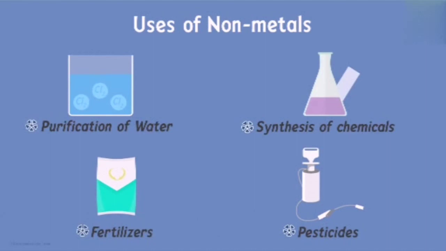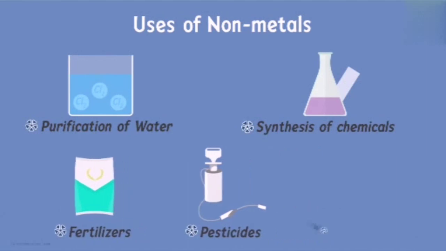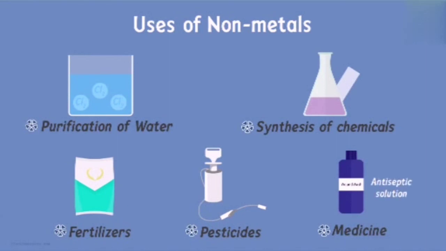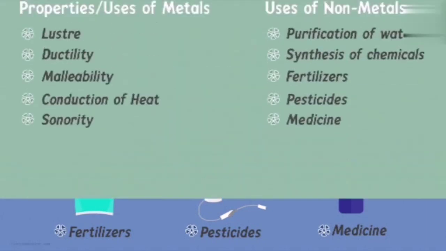Do you know the purple color solution that is applied on wounds? Yes, that antiseptic solution contains iodine, which has germicidal properties. So, metals and non-metals both play an extremely important role in making our life better in their own different ways.